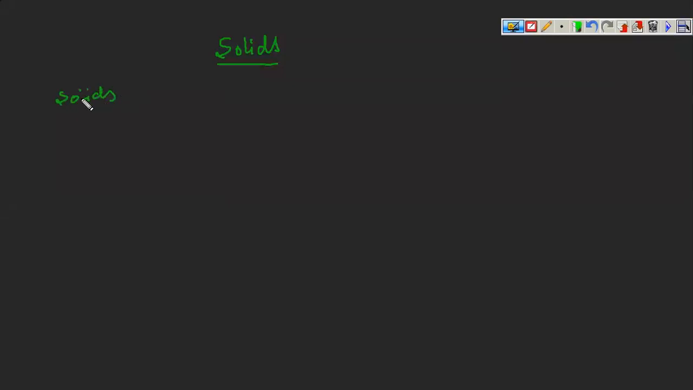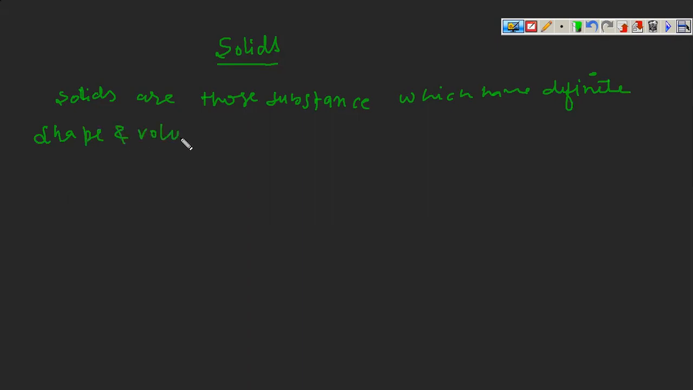So solids are those substances which have definite shape and volume. Okay. Basically, I used to define with the rigidity. Means they are rigid. Okay. So you can say solids are rigid.